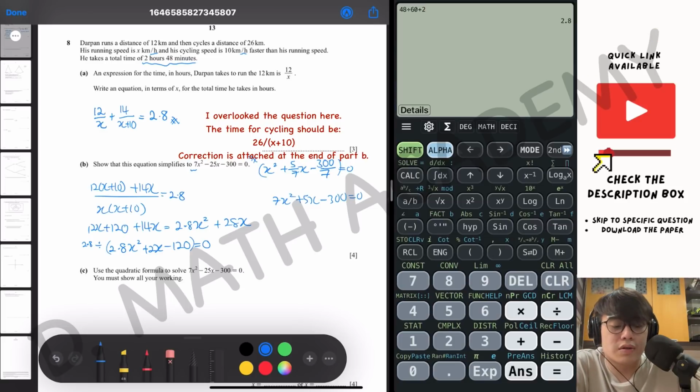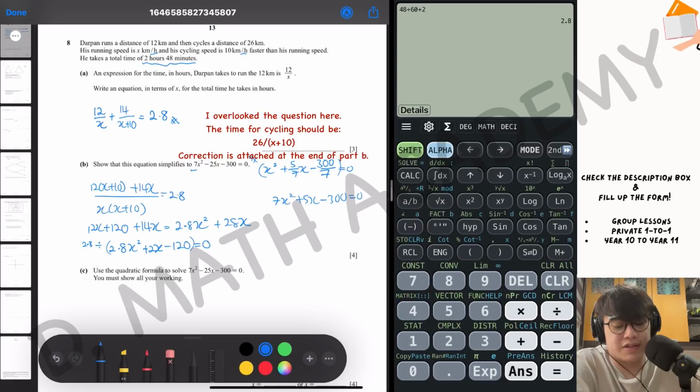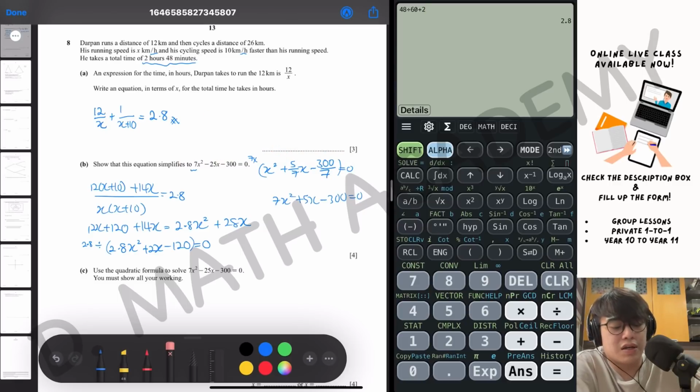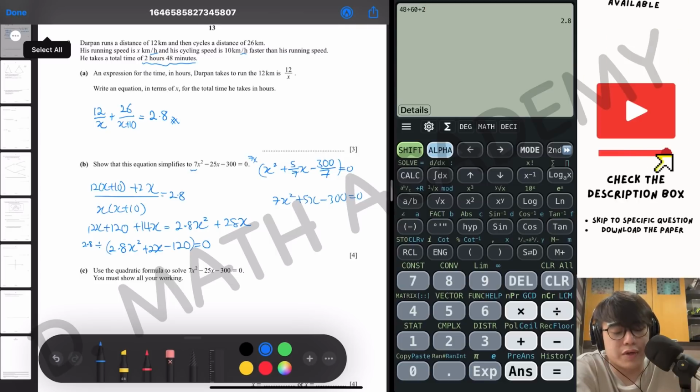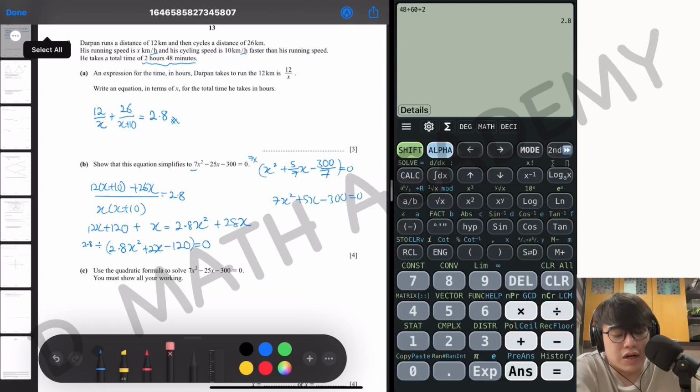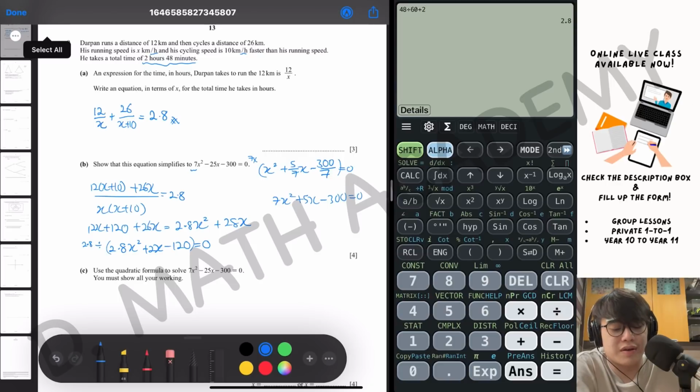Okay, I know why. They mentioned it was cycle distance of 26. So I did it wrongly for the first part. Here the distance should be 26. So with this 26 adjusted, you should be able to get your calculation. All these are because of me not reading the question carefully enough.